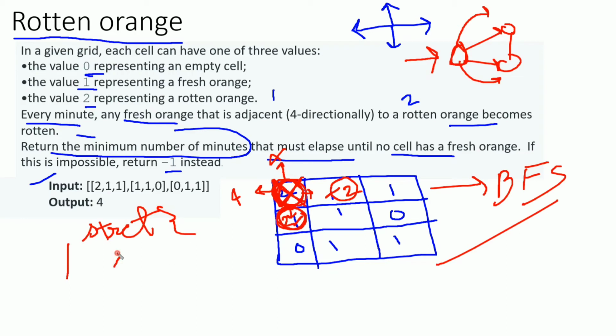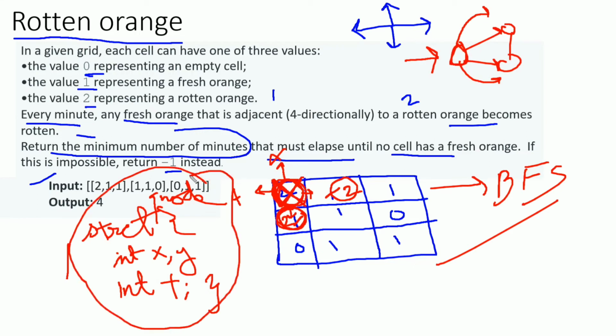It will have int data types x and y, which represent the cell location. The name of the struct is, suppose, node. I'll be creating struct node, which is a user defined data structure, and one more variable, that is time. This node struct will represent the information of a particular location, and the time taken to convert from fresh orange to rotten orange.